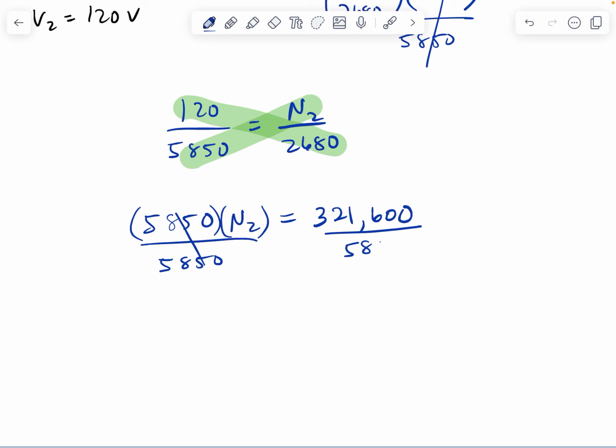Make sure whatever you do on one side, you do on the other side. So N2 is going to come out to be 55 turns.